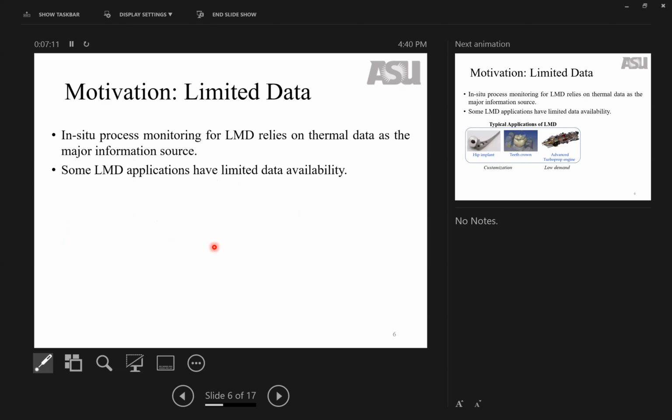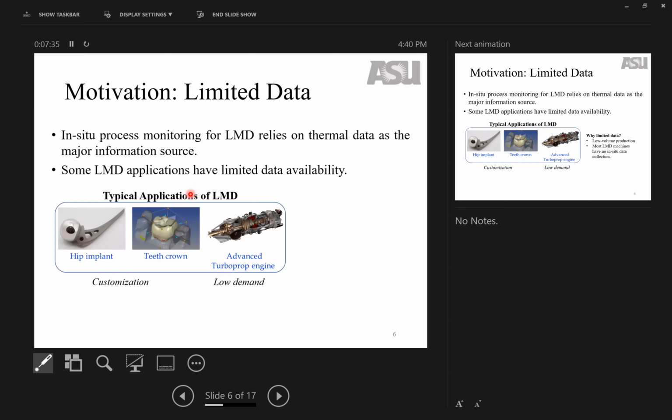But this is not a very easy task, because we have limited data availability. If we're talking about a lab experiment, it might be possible to collect those in-situ thermal signatures we just saw. But if it is a real-world application of LMD, this is very challenging.